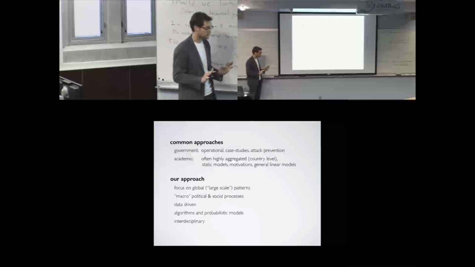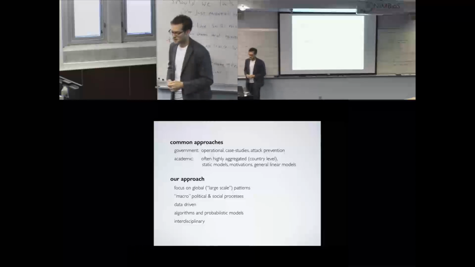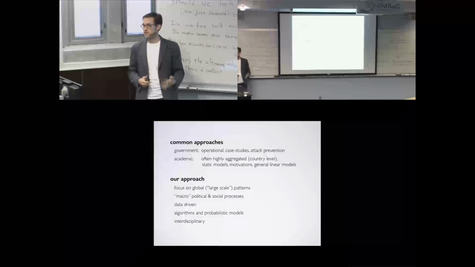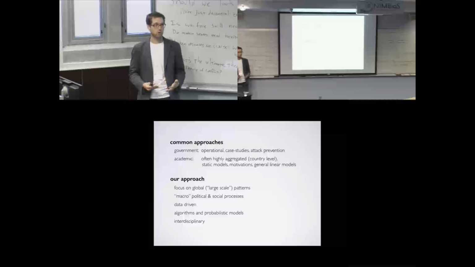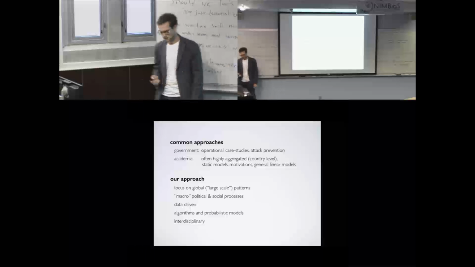This approach is going to be very different from those kinds of things. We're going to focus on identifying and trying to understand these large-scale global patterns in terrorism data. We're going to focus on questions about macro political or social processes. It's going to be very data-driven, so we're going to look at the data a lot in order to understand what kinds of patterns are even worth thinking about to begin with. We're going to use algorithms and probabilistic models, and a bunch of interdisciplinary language and ideas.